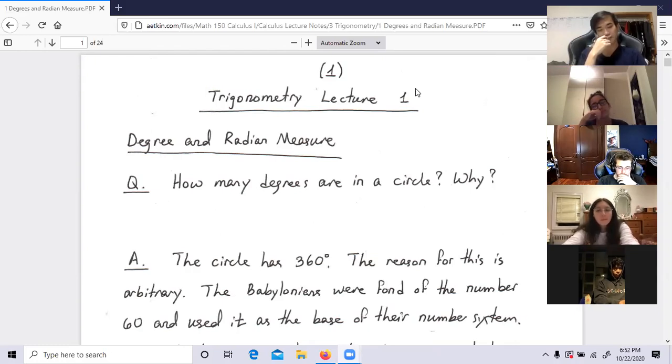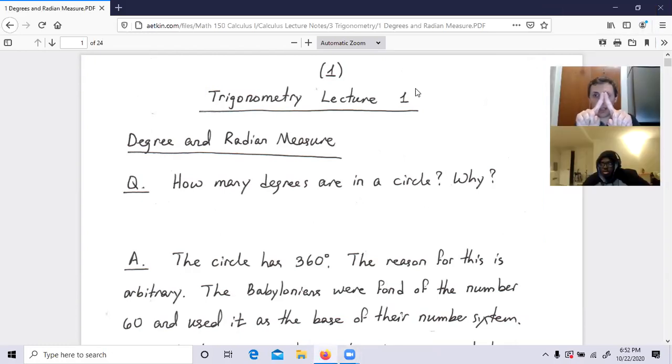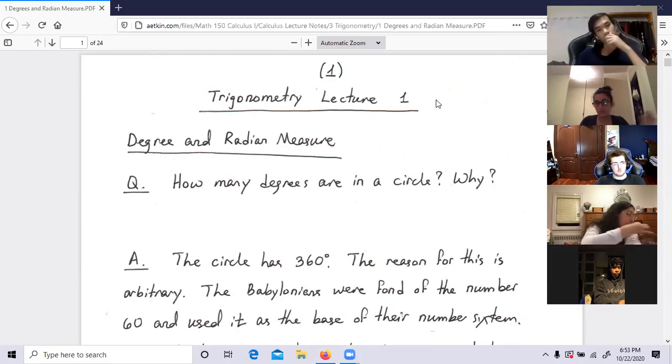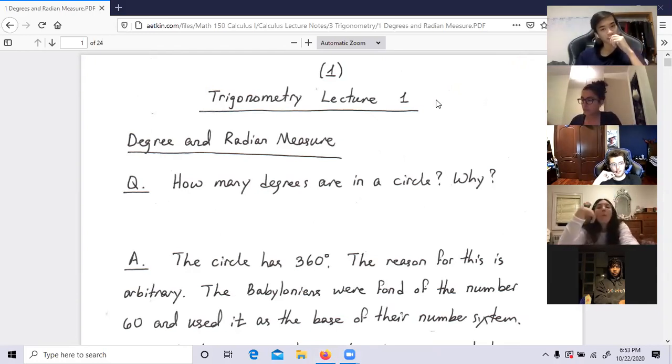Do you see my hands? This is a sharp edge. This is a sharper edge, and this is an even sharper edge. Correct? Good. So a measurement of an angle will try to describe how sharp an edge of a sector is. Or you have some edge and you try to describe how sharp it is.